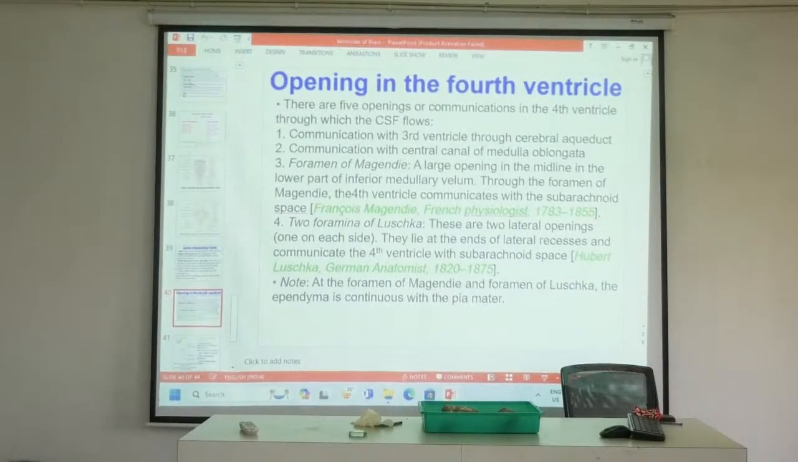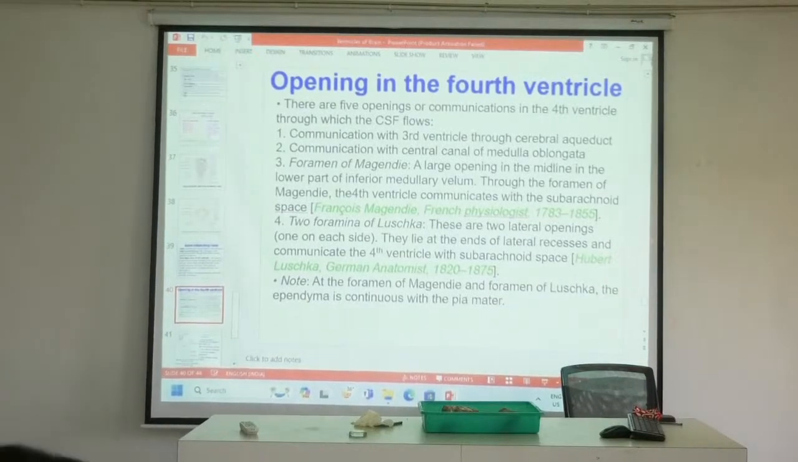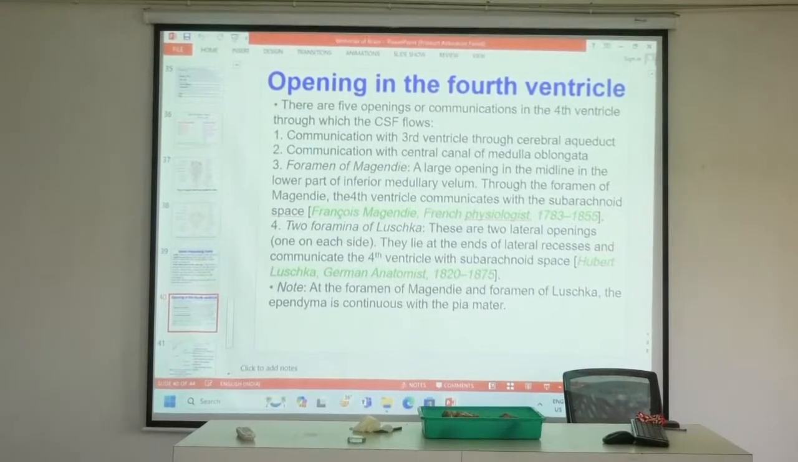Next are the 2 foramina of Luschka. These are 2 lateral openings, one on each side, and they lie at the ends of the lateral recesses and communicate the fourth ventricle with the subarachnoid space. At the foramen of Magendie and the foramina of Luschka, the ependyma is continuous with the pia mater. So these are the communications. Communications can be given as separate questions.